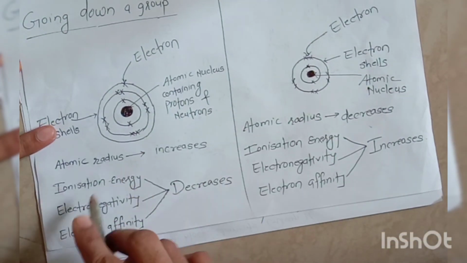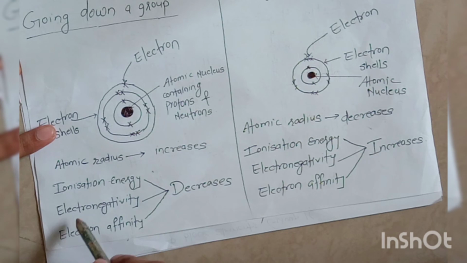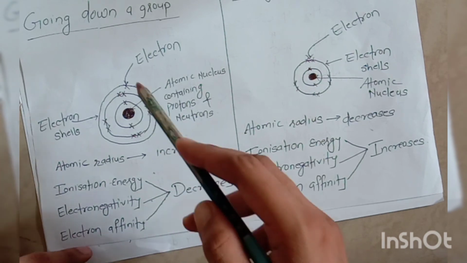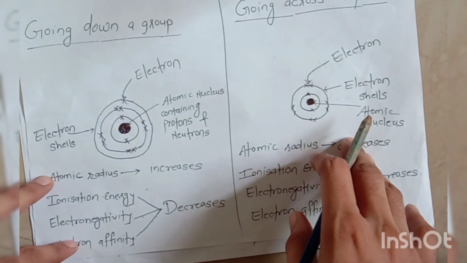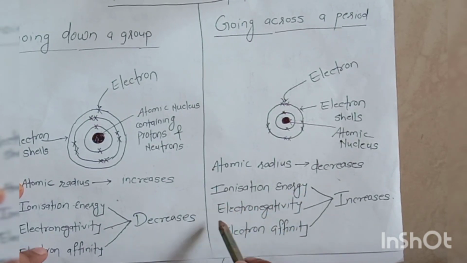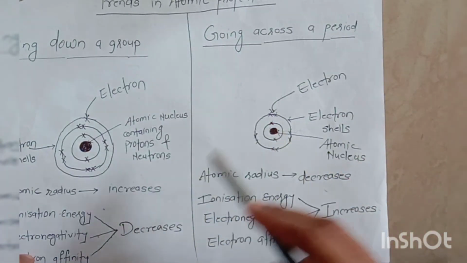Three more properties are ionization energy, electronegativity and electron affinity. They decrease when we move down a group. And ionization energy, electronegativity and electron affinity increase across a period when you move from left to right.